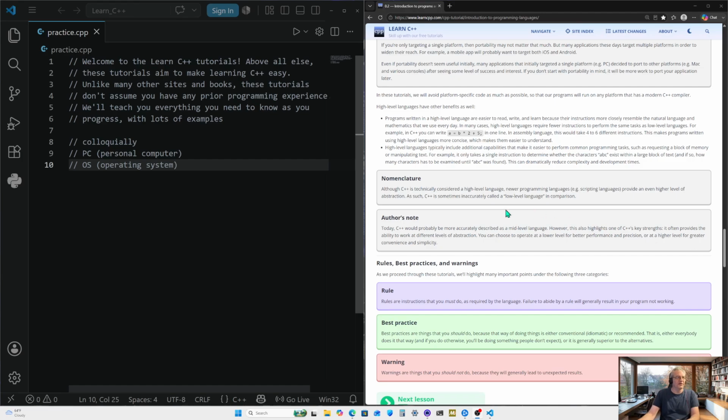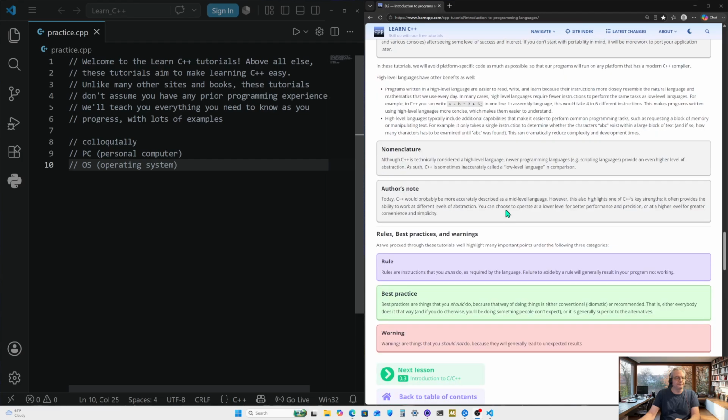Anyways, rules, best practices, and warnings. As we proceed through these tutorials, we'll highlight many important points under the following three categories. Rules. Rules are instructions that you must do as required by the language. Failure to abide by a rule will generally result in your program not running. Best practices are things that you should do, because that way of doing things is either conventional, idiomatic, or recommended.